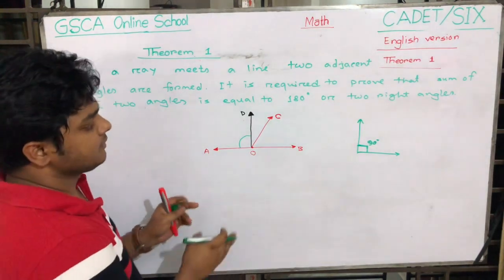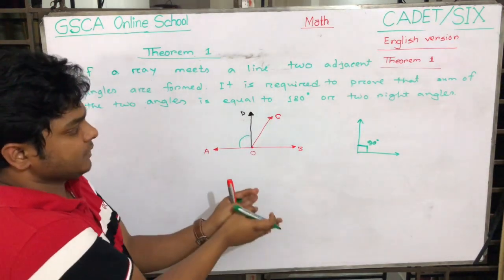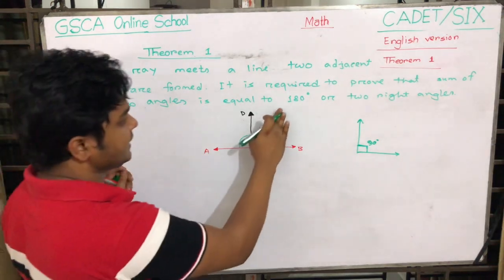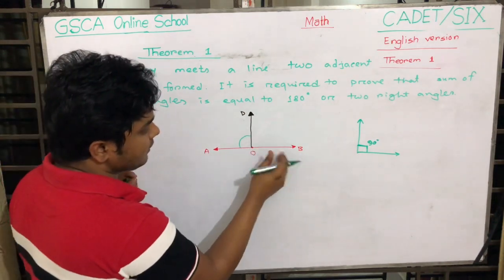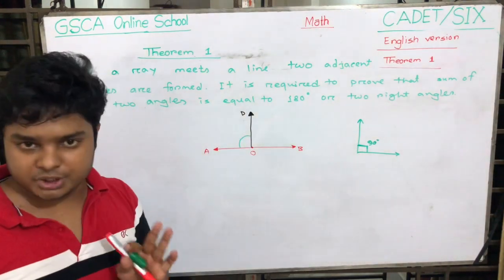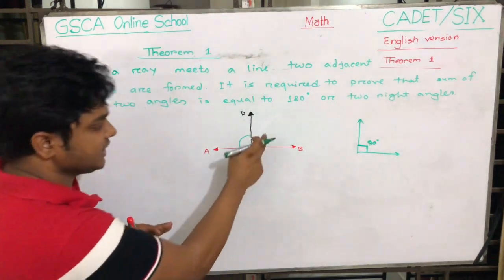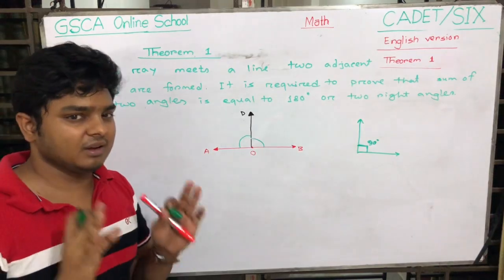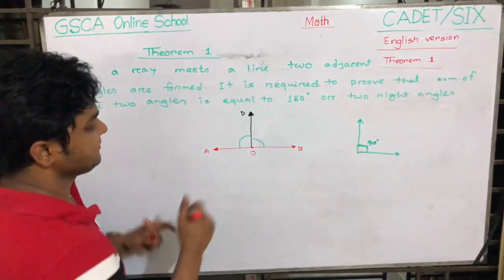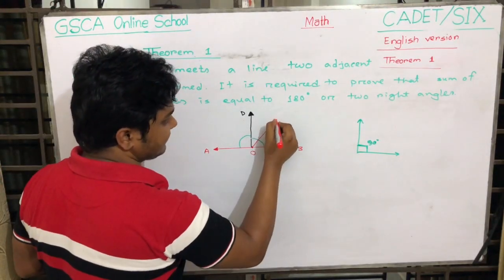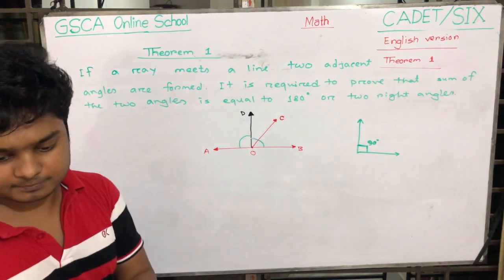And again, just think for a while, OC is not remaining here. Just vanish OC. Think that OC is not here. Now OB and OD are also perpendicular to each other, right? So this angle will also be 90 degrees. So 90 degrees plus 90 degrees is equal to 180 degrees. It's so simple, right? But we need to prove it. Okay, here OC is getting back its own place.